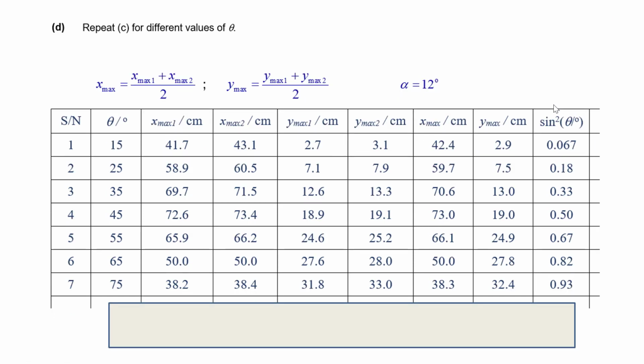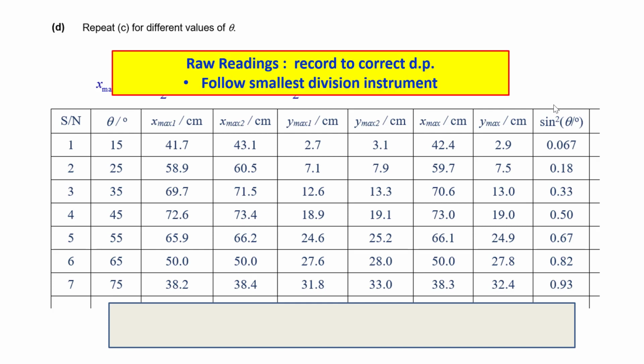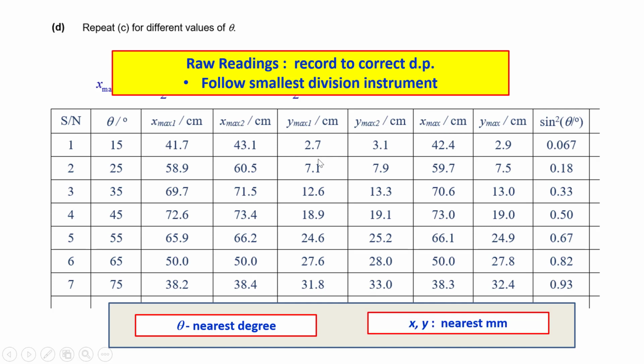Okay, once you've recorded everything, the next thing we want to mark for is whether you have recorded your raw readings in the correct manner. So the thing we are looking for is whether it's recorded to the correct DP. So again, the rule to follow is to follow the smallest division of the instrument. Theta is measured in degrees, using a protractor which has 1 degree as the smallest division, so theta should be recorded to the nearest degree. All the x values and all the raw readings for the y values were measured using the ruler, so all the y and x values should be recorded to the nearest millimeter.